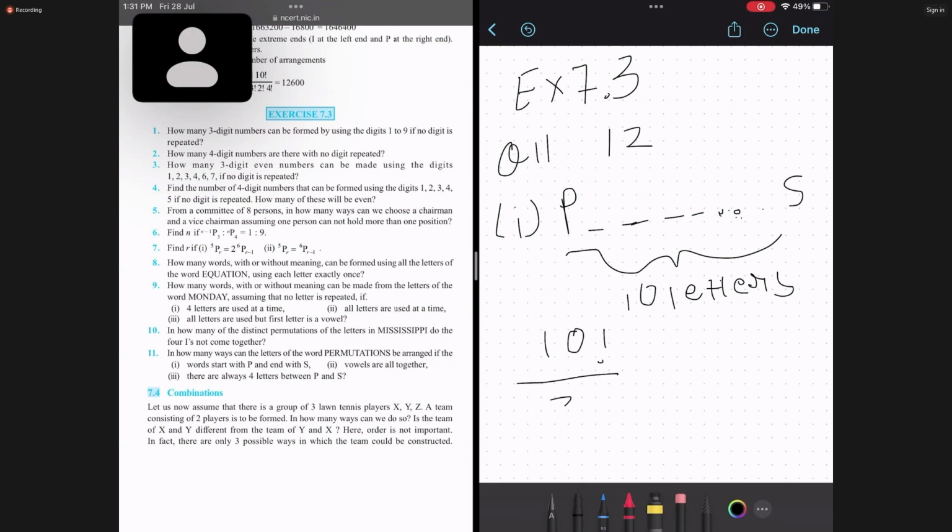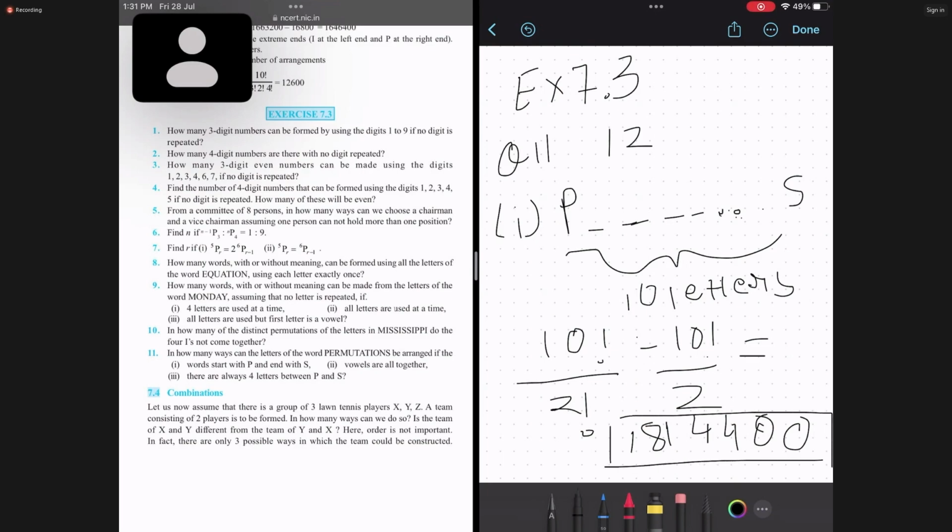So 10 factorial upon 2 factorial, and that is nothing but 10 factorial divided by 2, and that is nothing but 1814400. Correct. And that is your answer. These are the number of different permutations that are possible when the word starts with P and ends with S. Correct. Moving on to the second part.